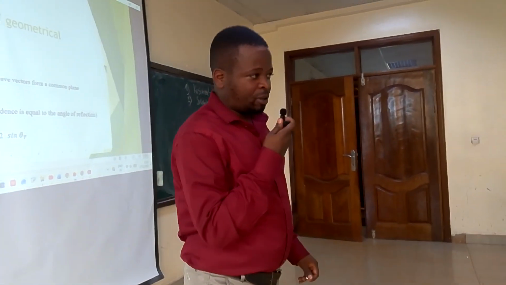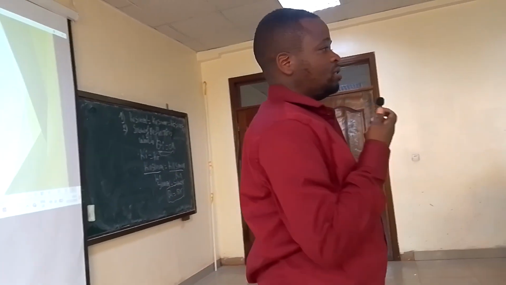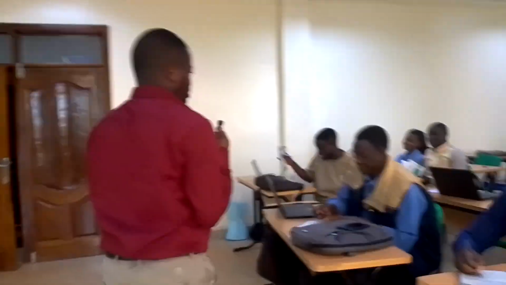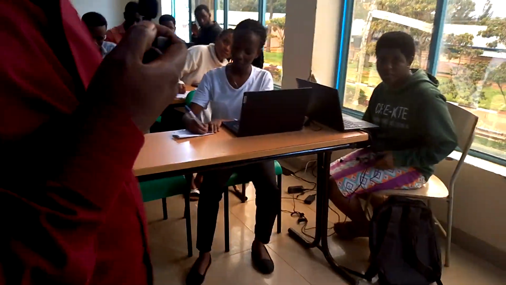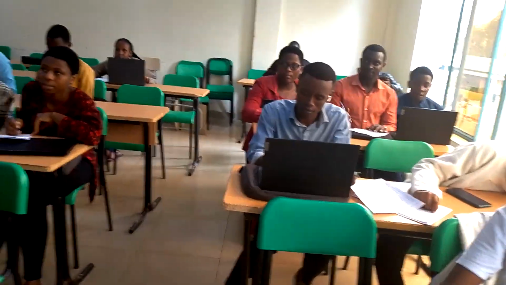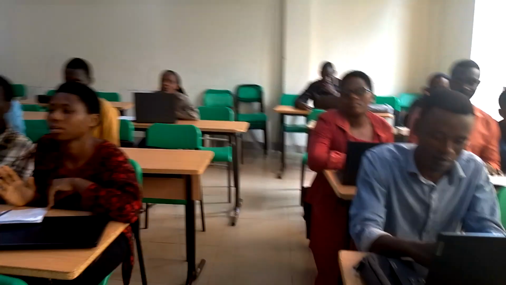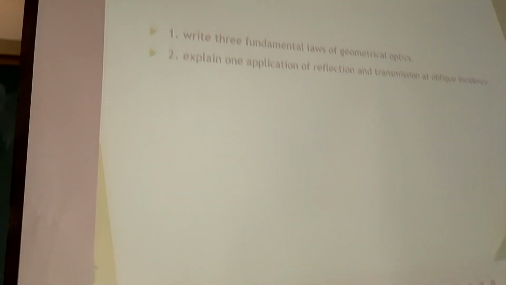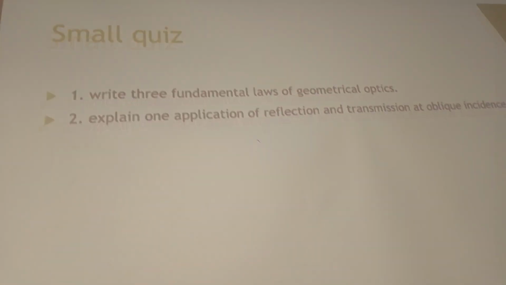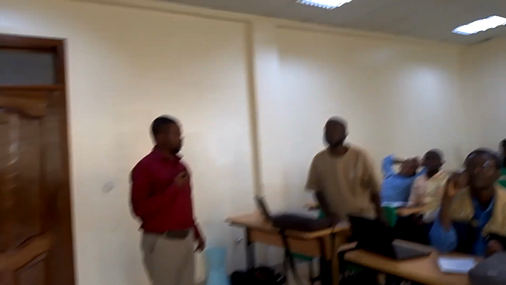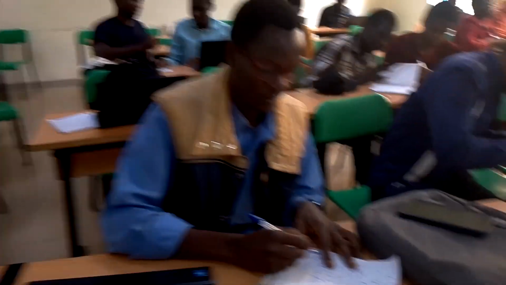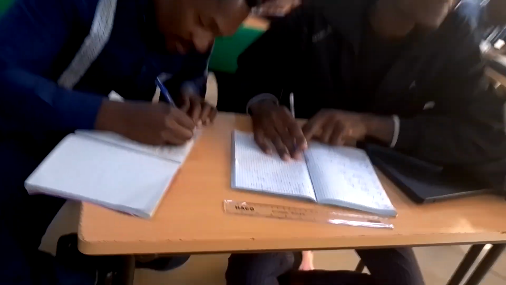Take a sheet of paper, then we do a quiz in 5 minutes. Who can read question number 1? Write the three fundamental laws of geometrical optics. Who can read the second one? Explain one application of reflection and transmission at oblique incidence. Do it quickly.